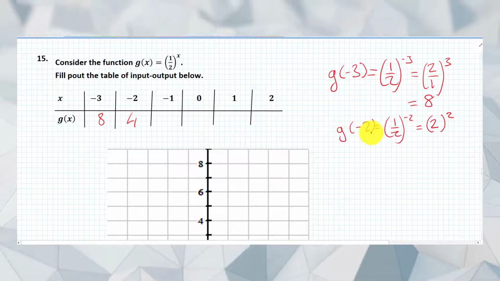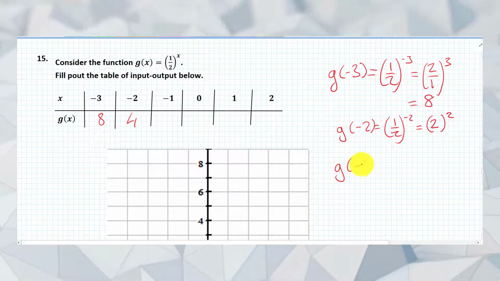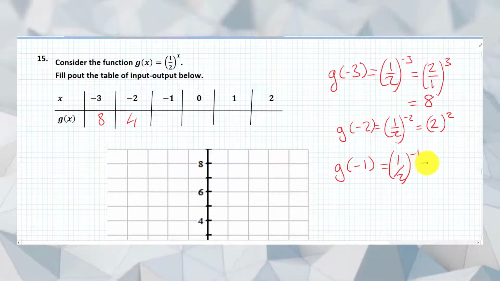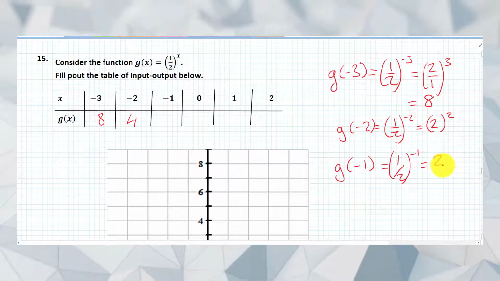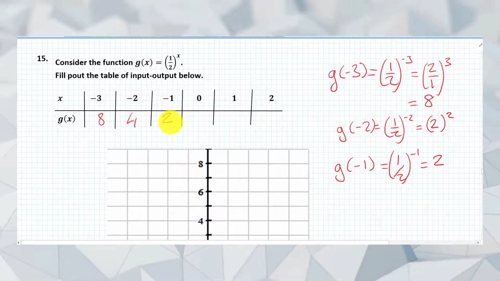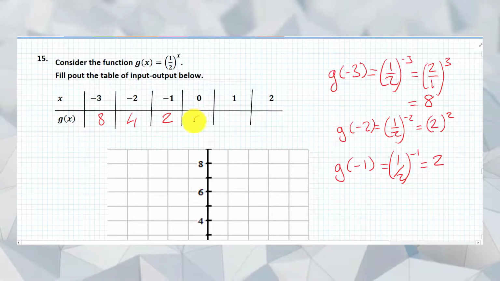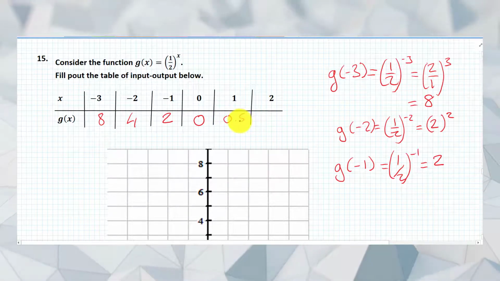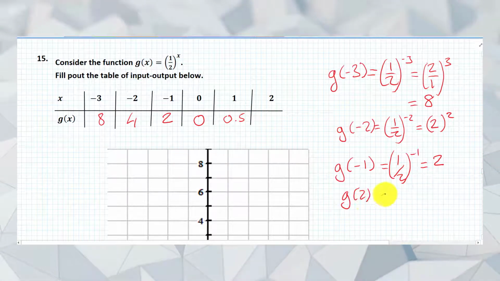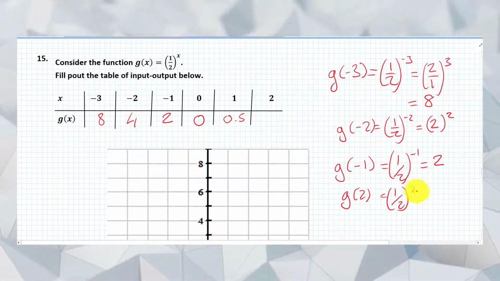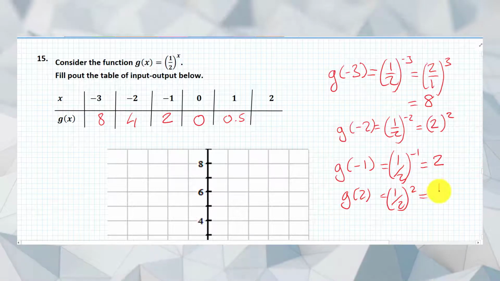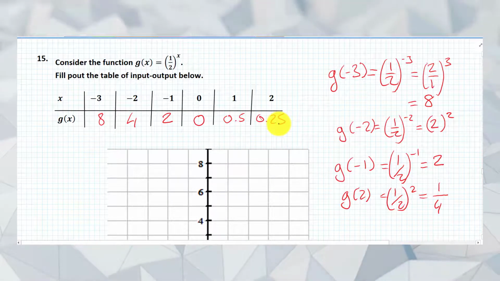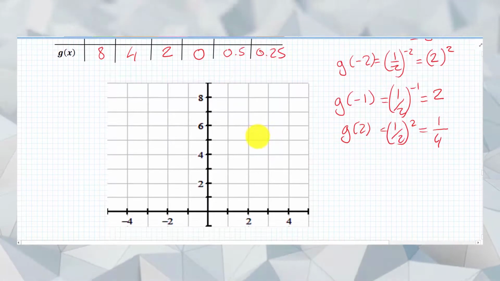Oh, there's a parenthesis right here. If the input is -1, 1/2 to the -1 power is just 2 over 1, which is 2. 1/2 to the 0 power is 1. 1/2 to the 1 power is 0.5. And 1/2 to the second power is 1 squared over 2 squared, so it's 1/4 or 0.25.